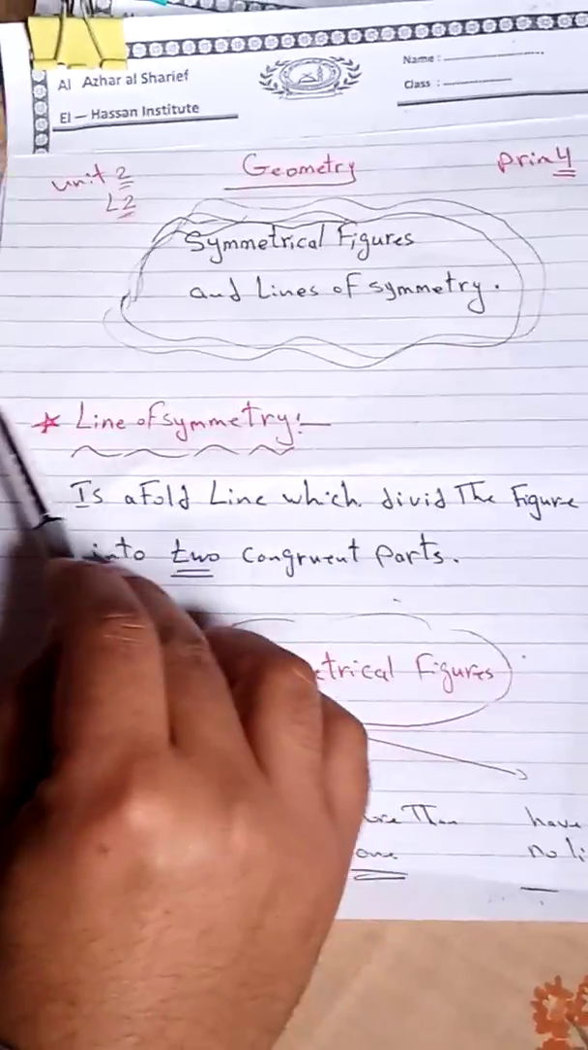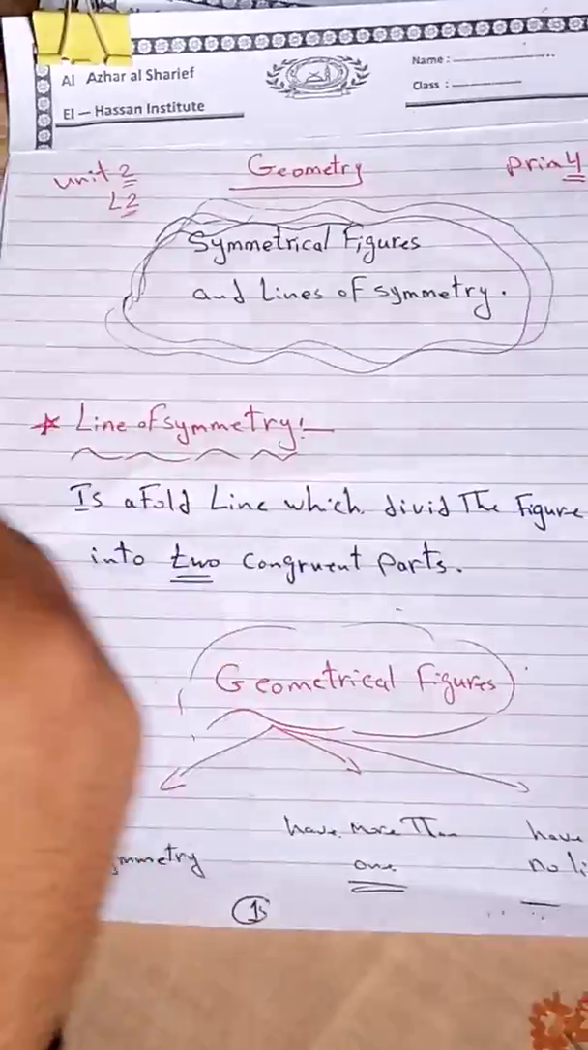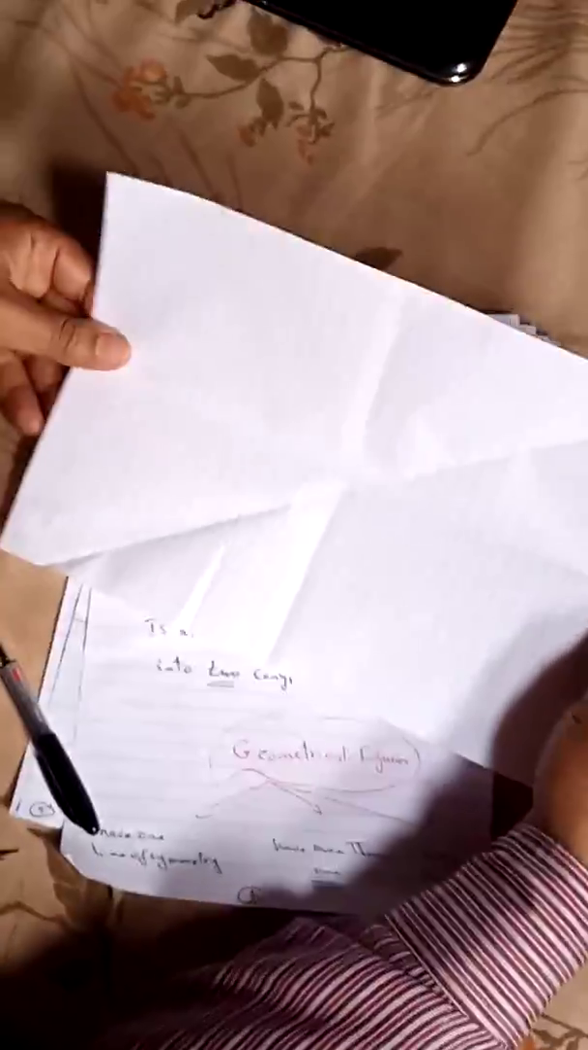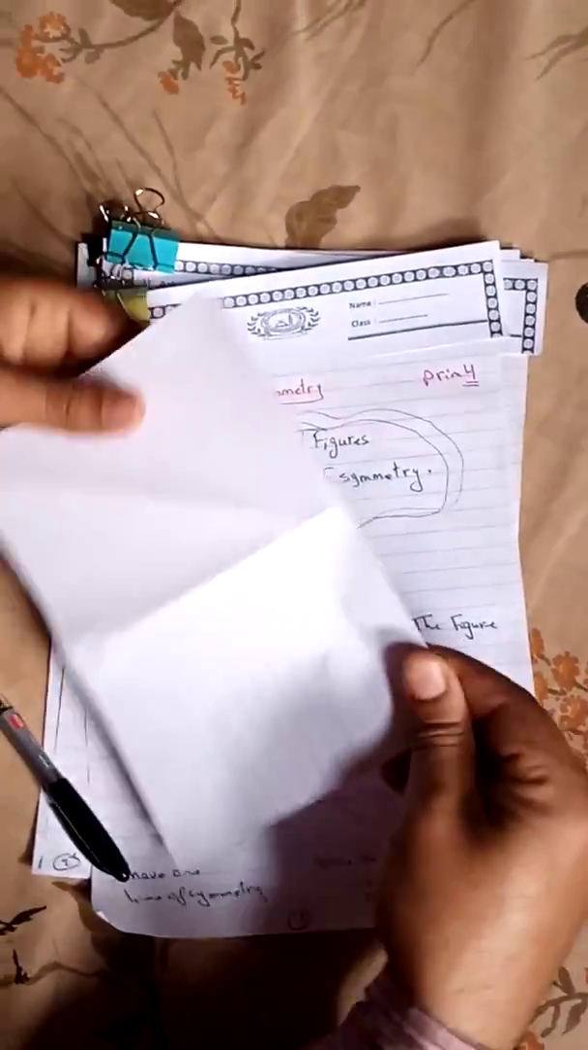Before we clear up this meaning, I want you to see this figure with me. This paper is like what? A rectangle. If we fold it like this, what will we see? We'll see that this line divides the figure into two congruent parts. This line is called a line of symmetry.